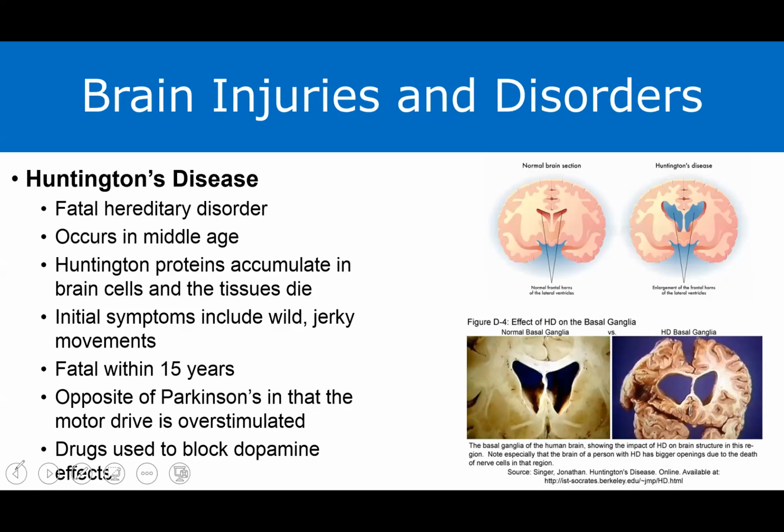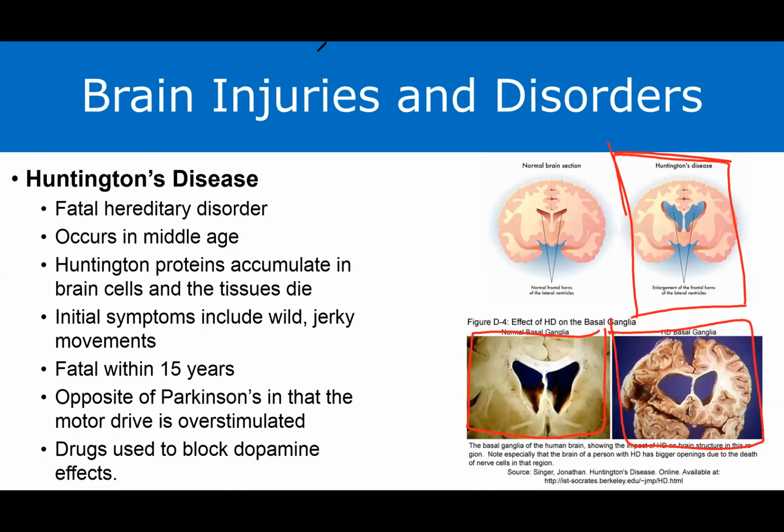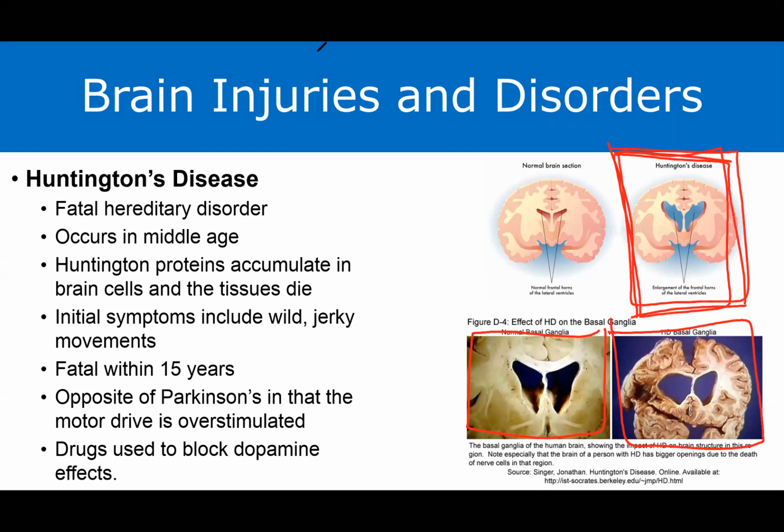specifically the basal ganglia. This picture on the left is normal basal ganglia, and this is the basal ganglia of someone that has Huntington's disease. In Huntington's disease, you get the enlargement of these ventricles as well, as the tissues of the brain are actually dying.